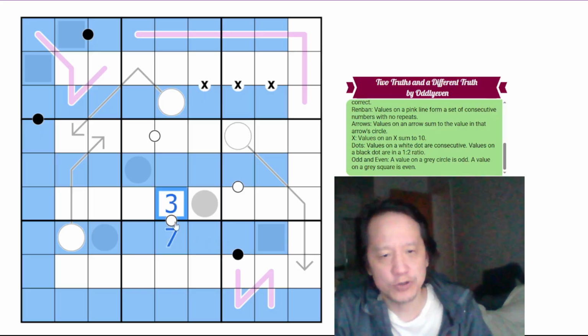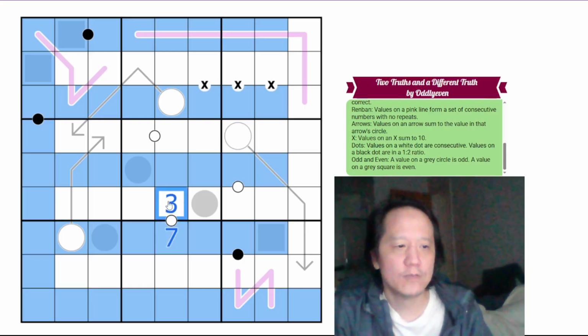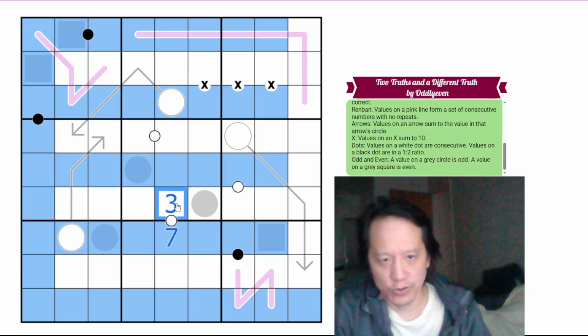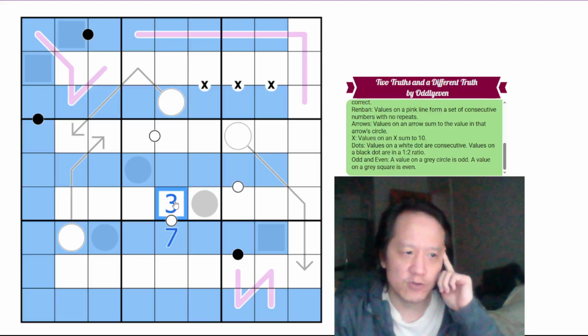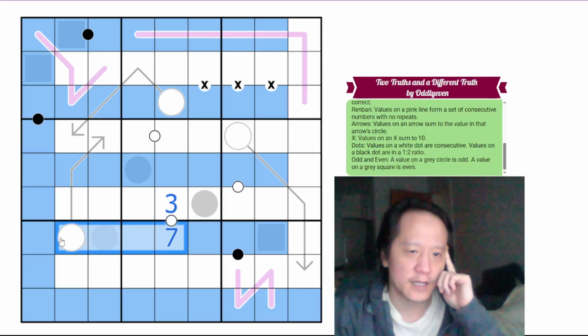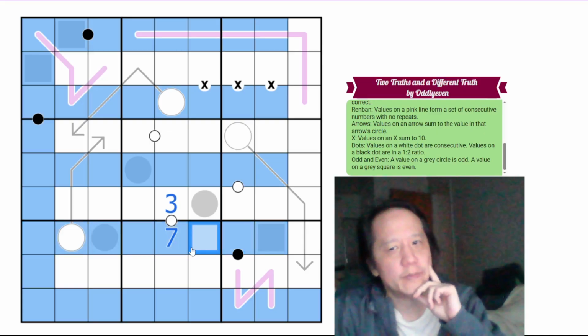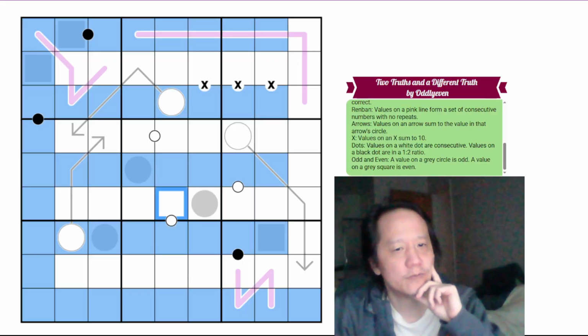Because, again, this time we're using the white cells as doublers. So this value would be 6, which is consecutive only with 5 or 7. And again, the blue values are non-doublers in that case. And then values on a black dot are in a 1-to-2 ratio.